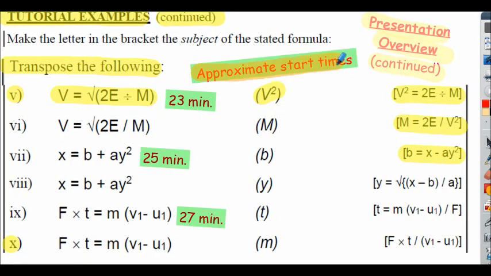And here are the approximate start times related to examples 5 through to 10. Again, please note that all times are rounded to the nearest minute.